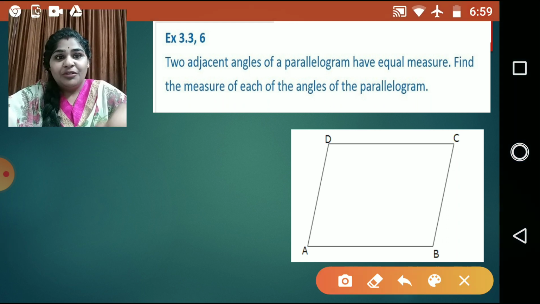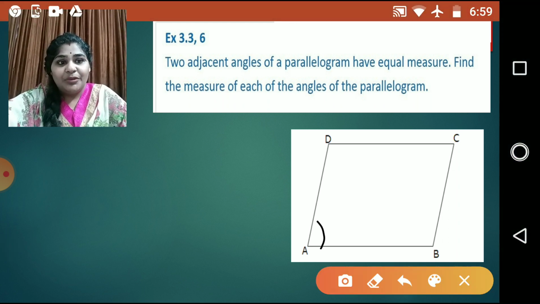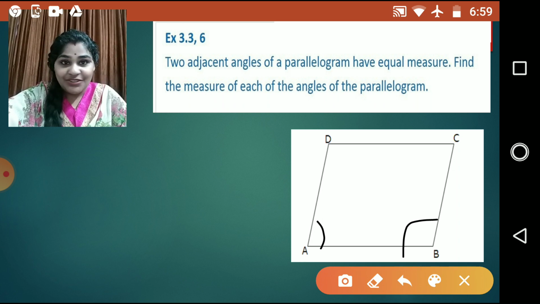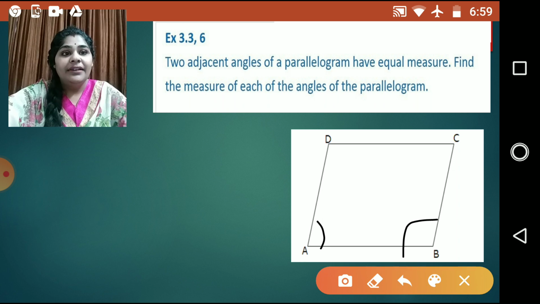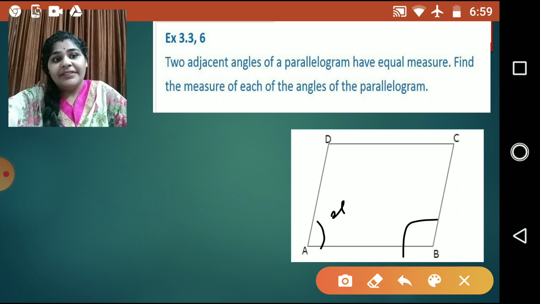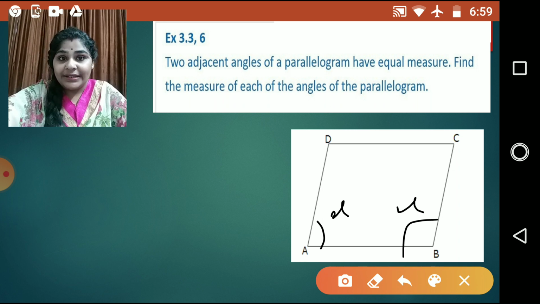Right, now they have told two adjacent angles. Again suppose I take A and B. They are an adjacent pair of angles, right? You can take anything, C, D, whatever you wish. Now they have equal measures. Now suppose I say angle A is x and B is also x, right?